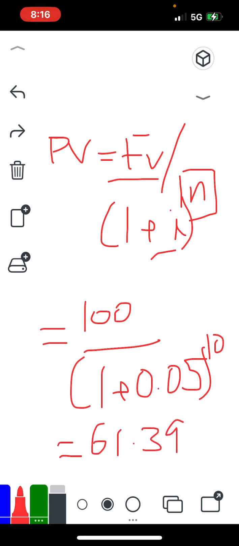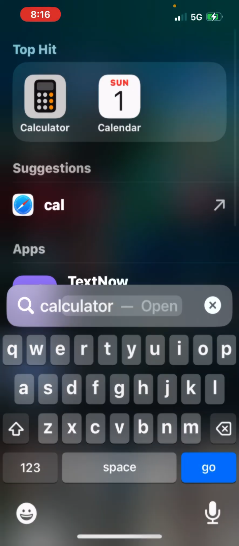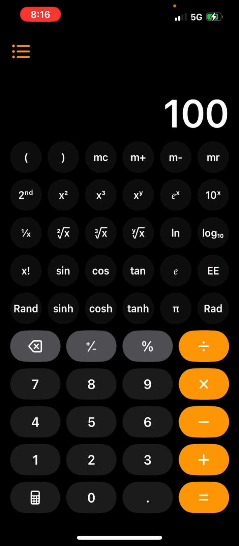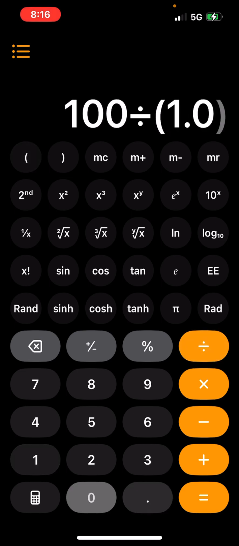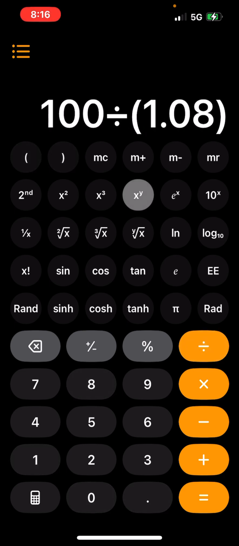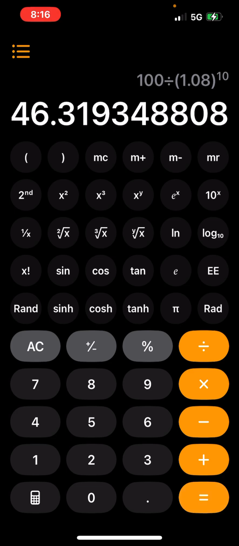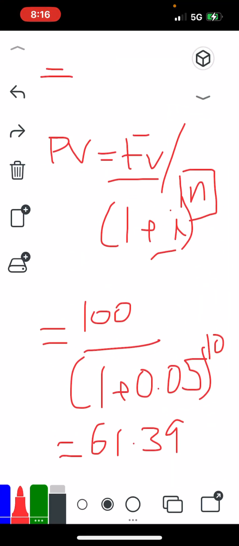Now, if you were to bump this interest rate up, let's say to 8%, this will be the same future value divided by 1.08, all raised to 10, which comes to about $46. So we know that as the interest rates go up, the present value of assets goes down.